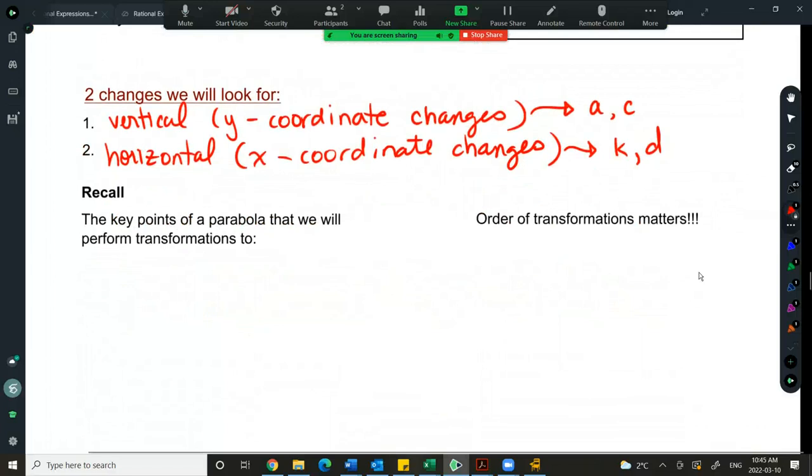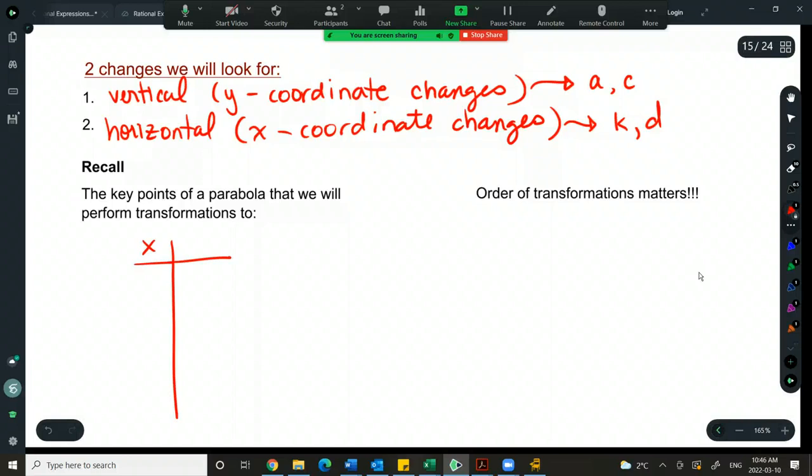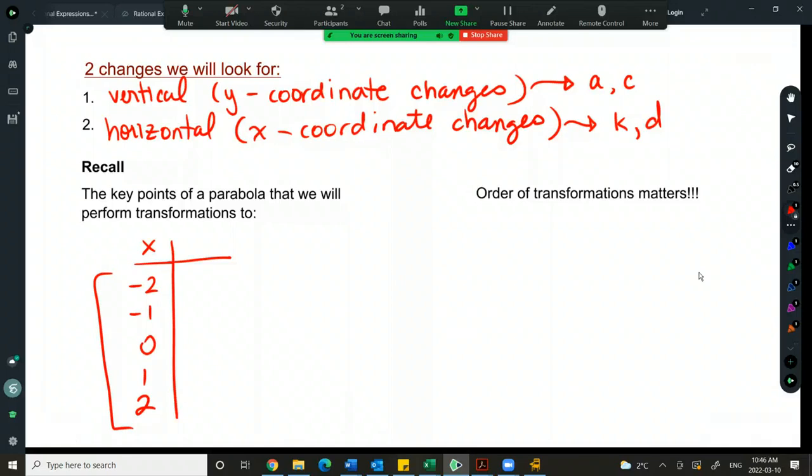All right, so on your intro package, I had a table of values set up for you guys to graph your quadratic. And those are the points that we're actually going to use for transformations when we do quadratics. They were basically x's from -2 to +2. If you just remember, go from -2 to +2, it gives you each side of the quadratic, the symmetrical sides of the quadratic.